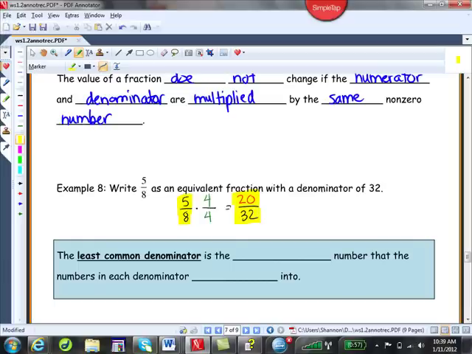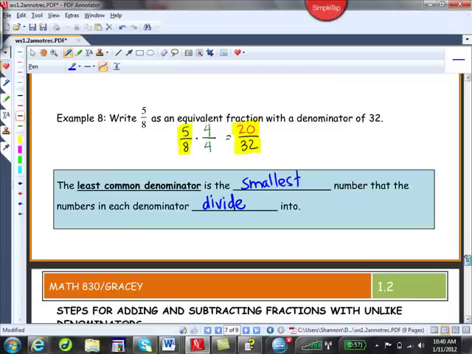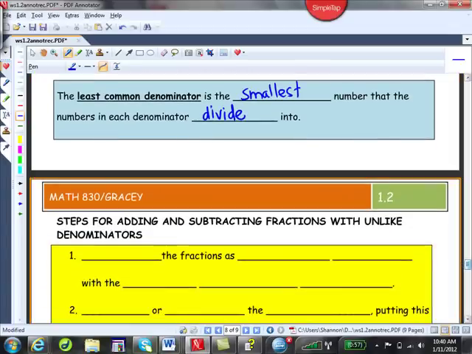So the least common denominator is the smallest number that the numbers in each denominator divide into. It's useful to find the least common denominator instead of just multiplying the two denominators together. That's one method, it's okay. But if you get the smallest common denominator, there will be less reducing, less simplifying that you need to do at the end.